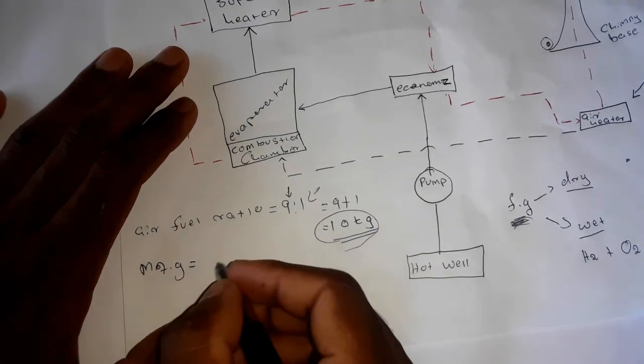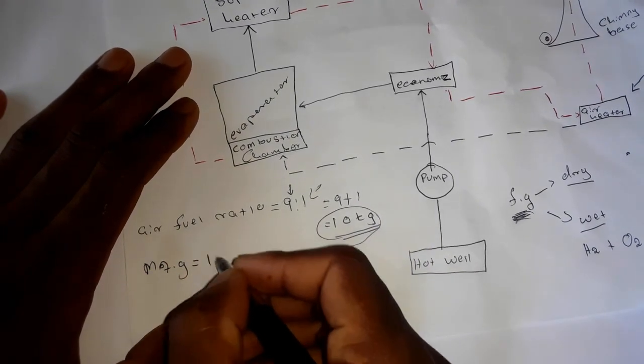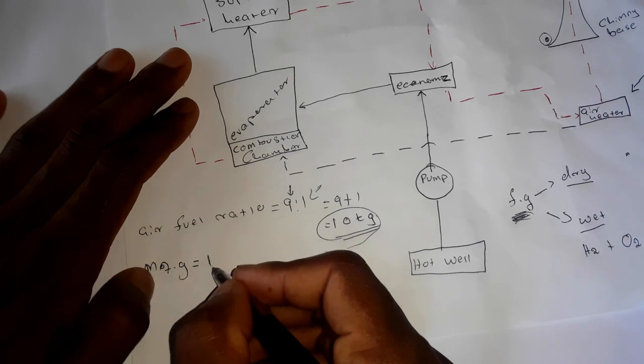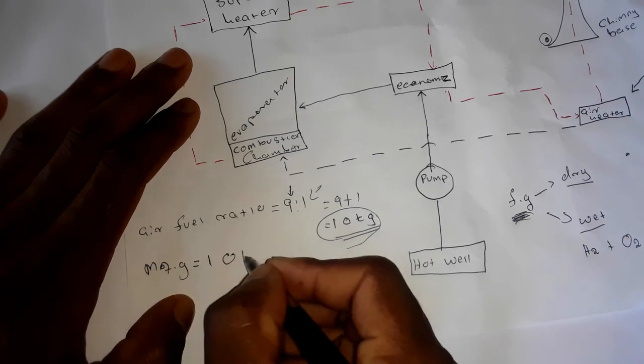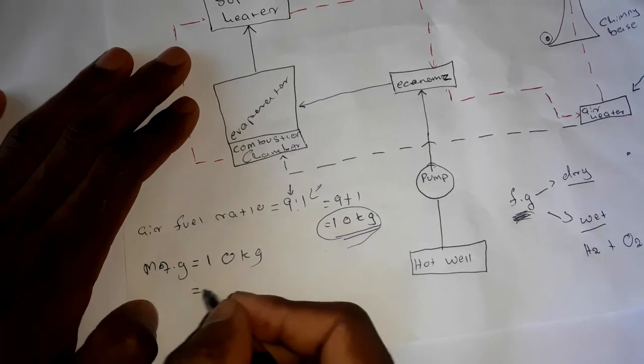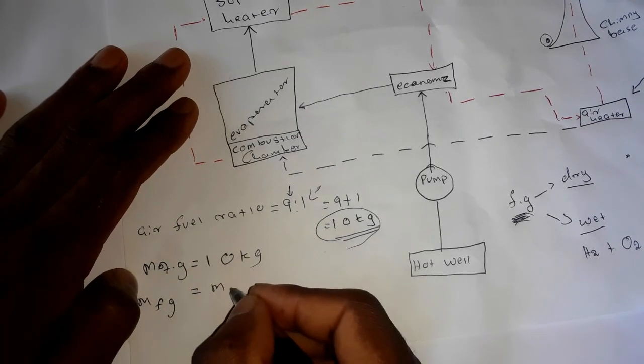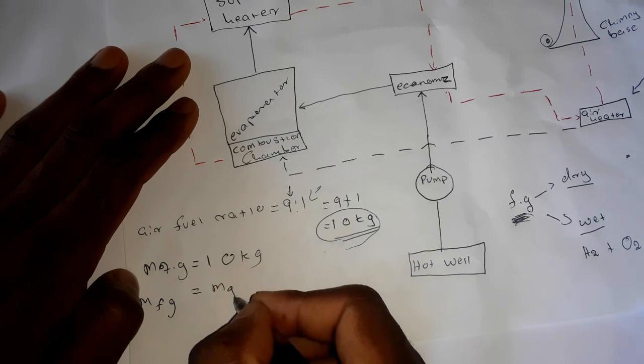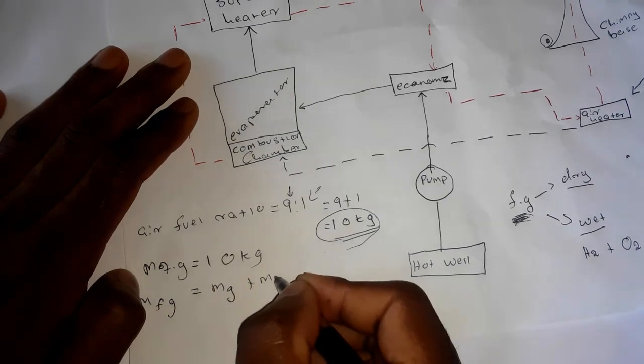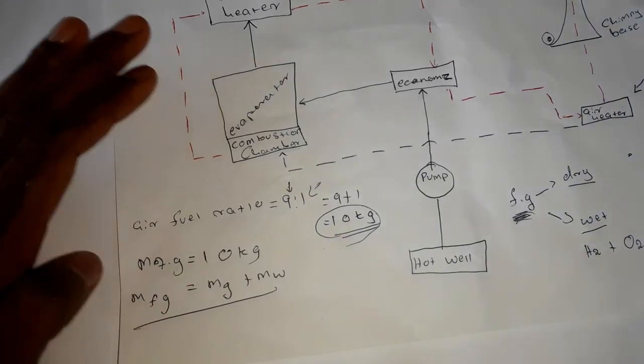This will be the mass of the fuel gases, the total mass of the fuel gases that are in the combustion chamber. And the mass of the fuel gases equals the mass of the dry gases plus the mass of the wet gases.